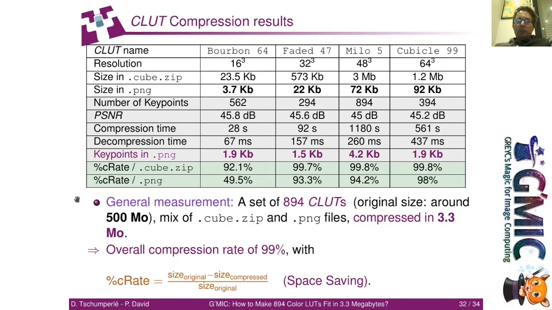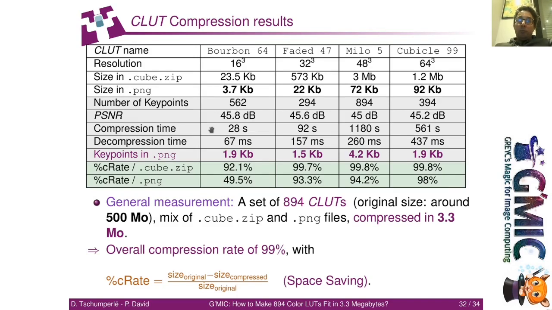Here is a table that shows some compression benchmarks for 4 different CLUTs with different input resolutions. You can see the sizes of the corresponding CLUTs when they are stored as a .tube or .png file. Here you see the number of key points found by our compression algorithm to meet the perceptual criteria defined before. Often a few hundreds of key points are enough to describe a CLUT, except for CLUTs containing complex color variations such as strong discontinuities, for instance. Although you can see that the compression time is far from real time. It goes from a few seconds to a few minutes for each CLUT.